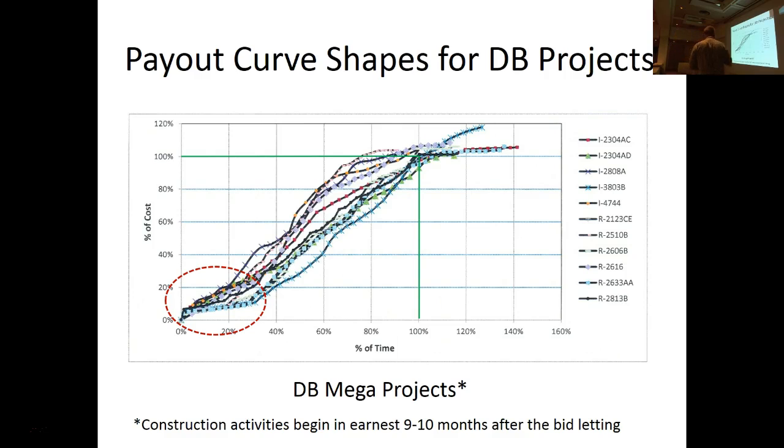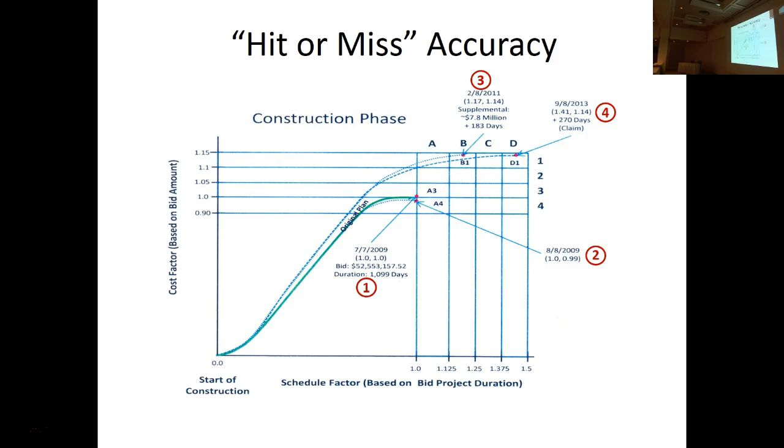Okay. And again, for the design build projects, we have more in this case, and most of them again did not hit their authorized cost and schedule. Okay. So if we look at one of the projects, I'll just show you how the payout curve changes for one project, and you'll see the reasons why.